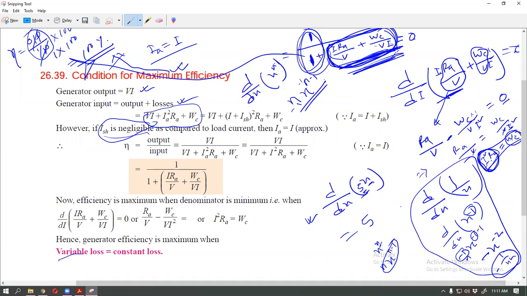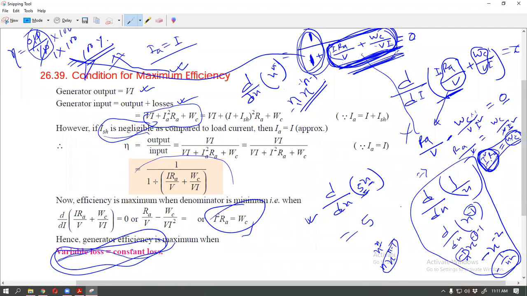So the maximum efficiency condition is this: variable loss is equal to constant loss. Okay, all are clear? These are the short form and these are the detailed form. In the book, this is the short form and this is the detail. Condition for maximum efficiency. Okay, thank you.